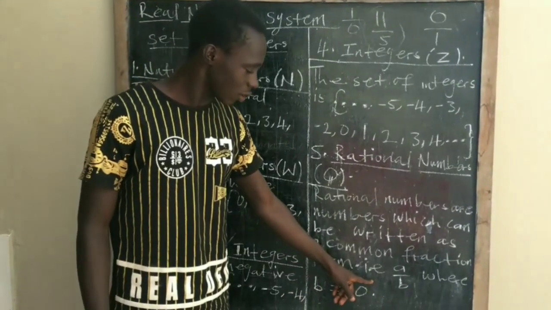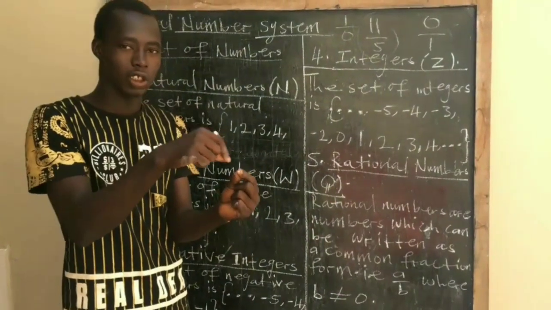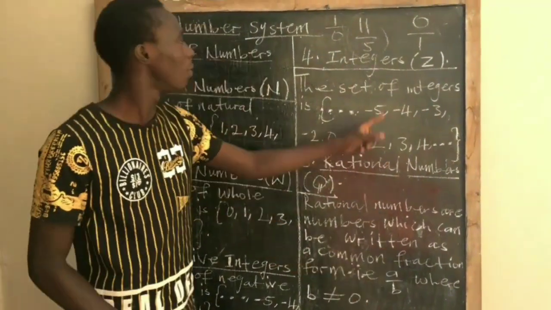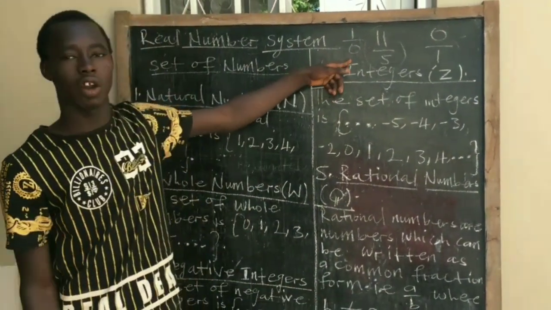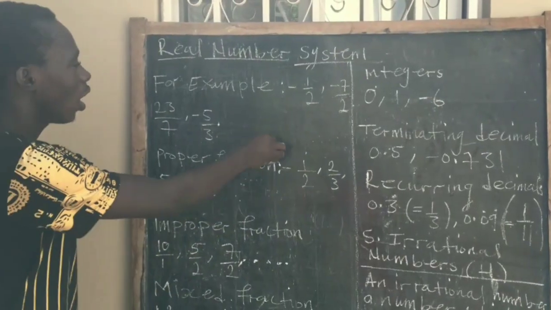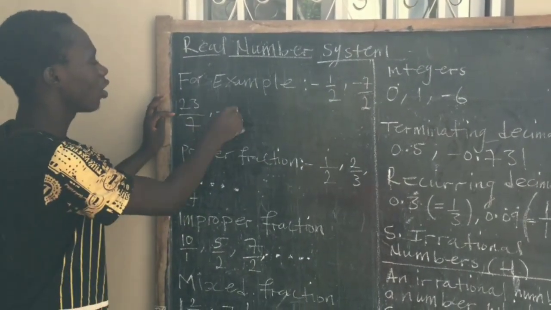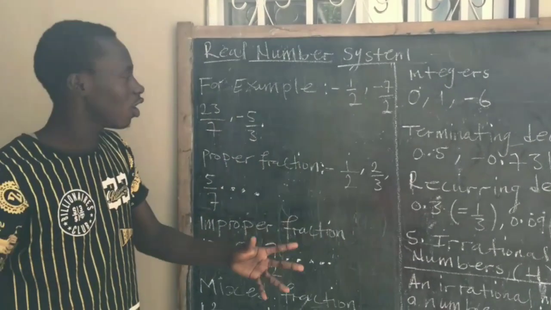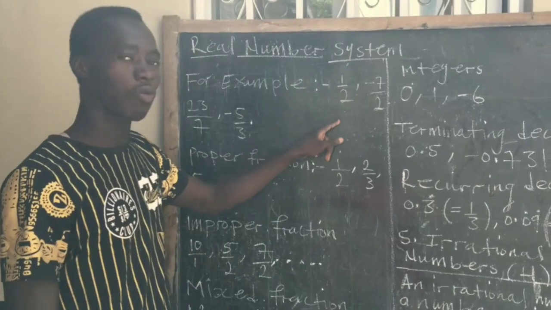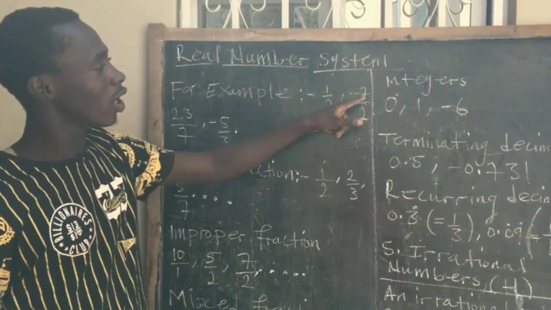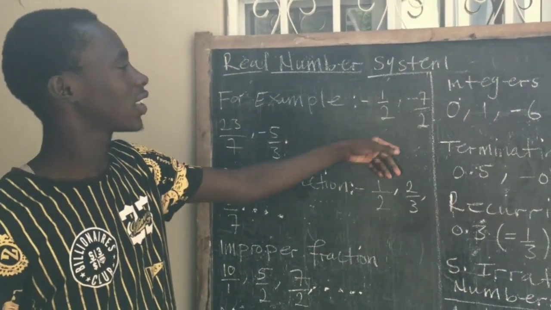That is, the example is given here: a/b, where b is not equal to 0. If b equals 0, this fraction will be a/0, which is an undefined fraction. Example, you have 1/2, -7/2, 23/7, -5/3. They are all rational numbers because they are in fraction form. In the previous example, I told you that 0/1 is a rational number.